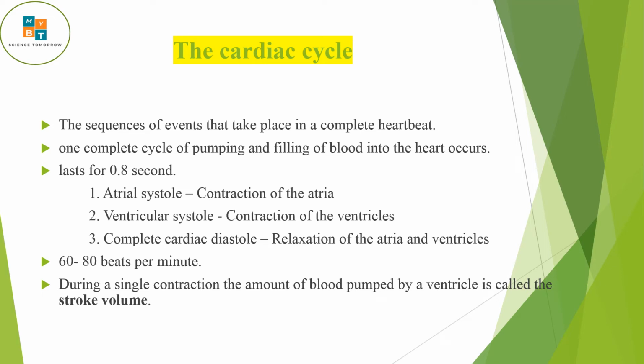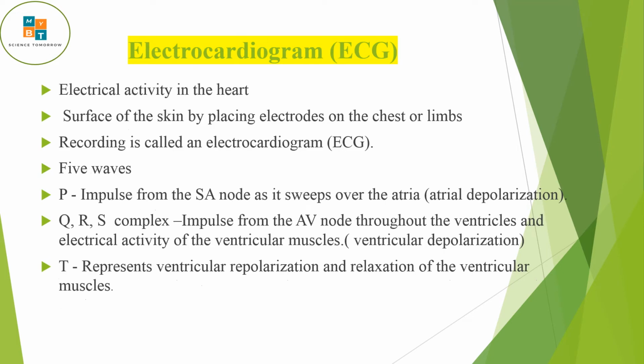And in one cardiac cycle, the volume that comes out of the heart is called stroke volume. That is stroke volume: in a single contraction, the amount of blood pumped by the ventricle, the amount of blood going out from the ventricle. You call it stroke volume.